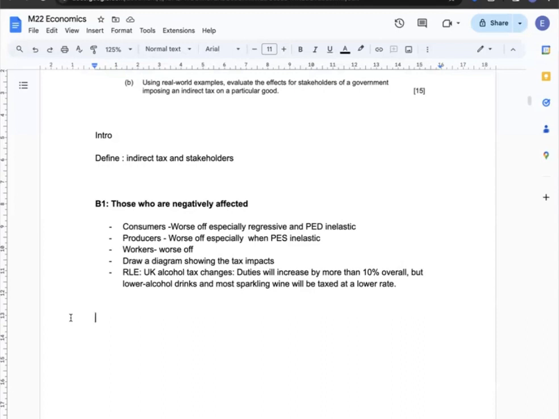The real-world example I can use would be the UK's alcohol tax change. Duties will increase by more than 10% overall for such items. Therefore, it's going to affect alcohol drinkers and producers and related workers.